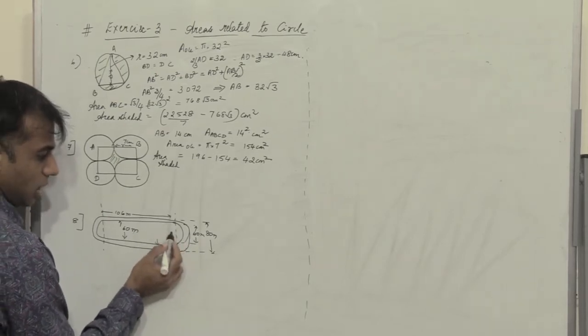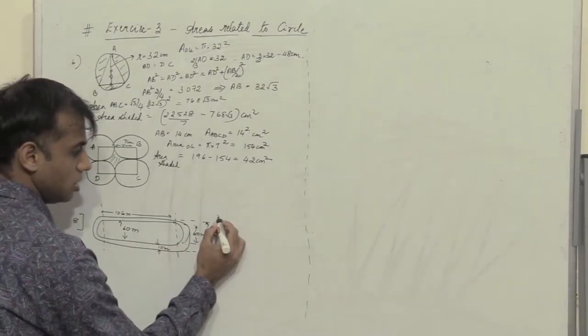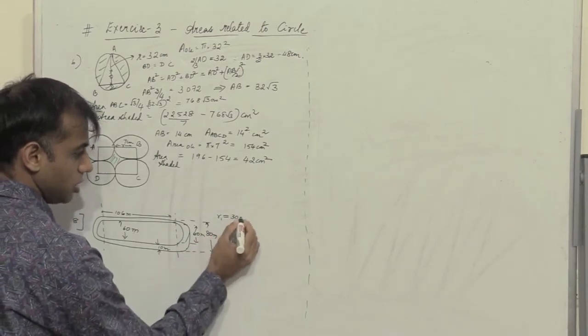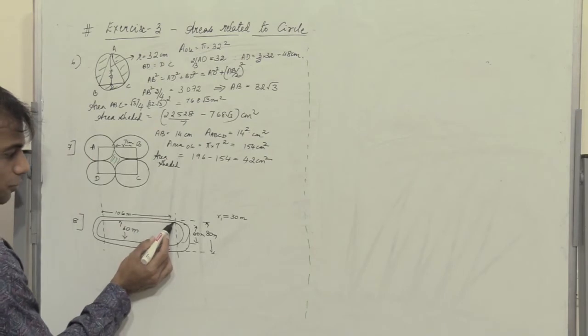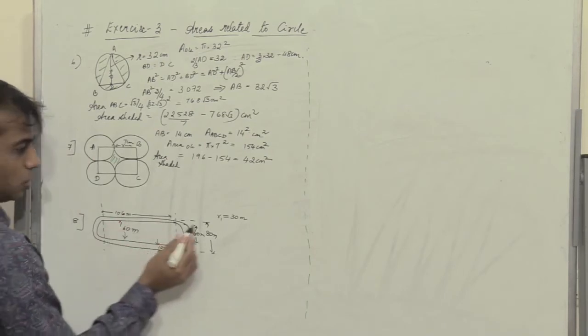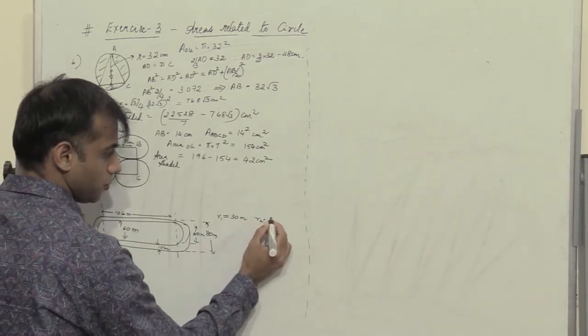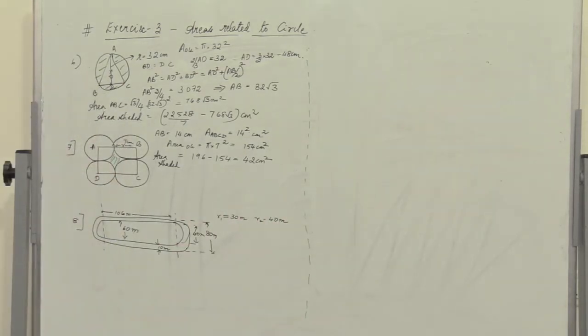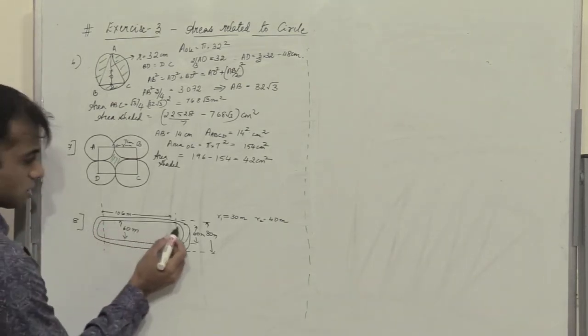So the diameter of the inner semicircle is 60, so the radius of the inner semicircle, which I call R1, is 30 meters. And the radius of the outer circle would be 80 by 2, which is 40 meters. Right? So now we need to find the distance of the track along the inner edge. So what is this distance?